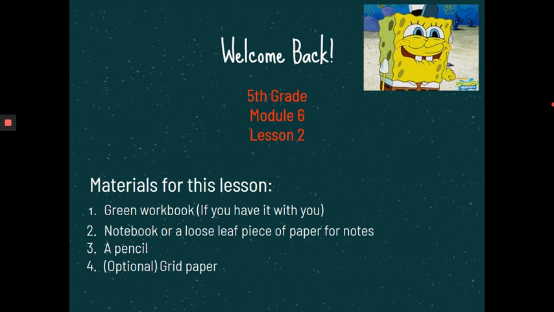So for this lesson, once again, if you have your green workbook, go ahead and take that out, pause the video, get your things together: a notebook or loose leaf paper if you don't have your green workbook, and a pencil, of course. For this one, it could be beneficial if you have grid paper. That's not a requirement at all. You can totally do this without grid paper, but if you happen to have it lying around, it'd be a great asset. No harm, no foul if you don't have it. Okay, let's go right in.